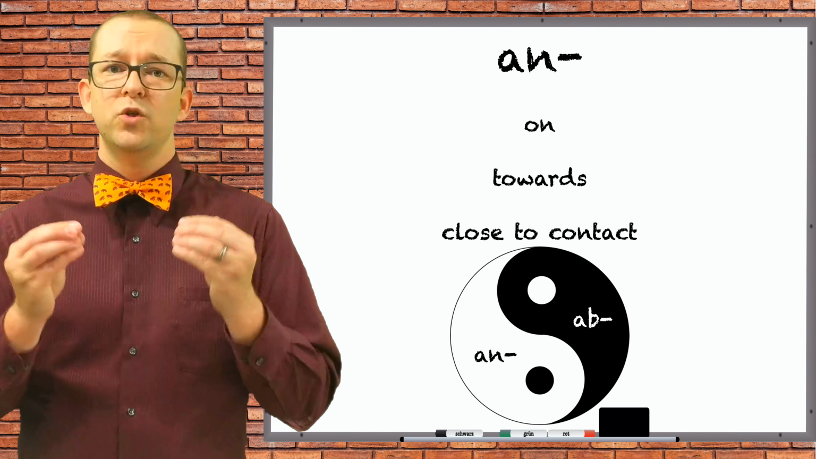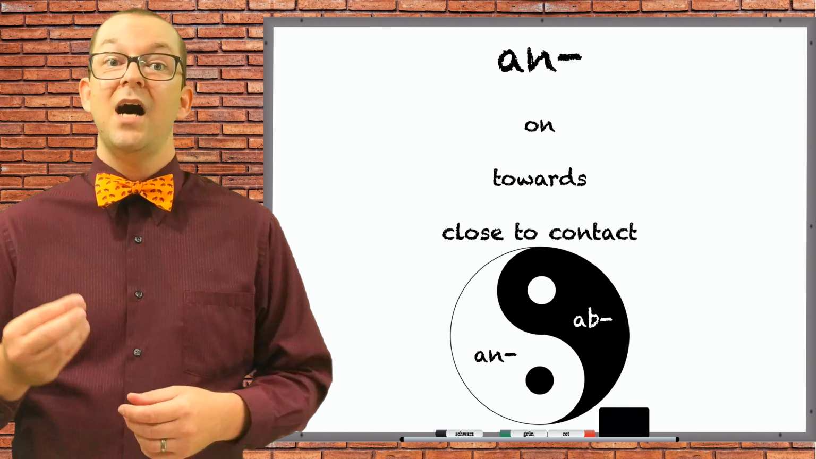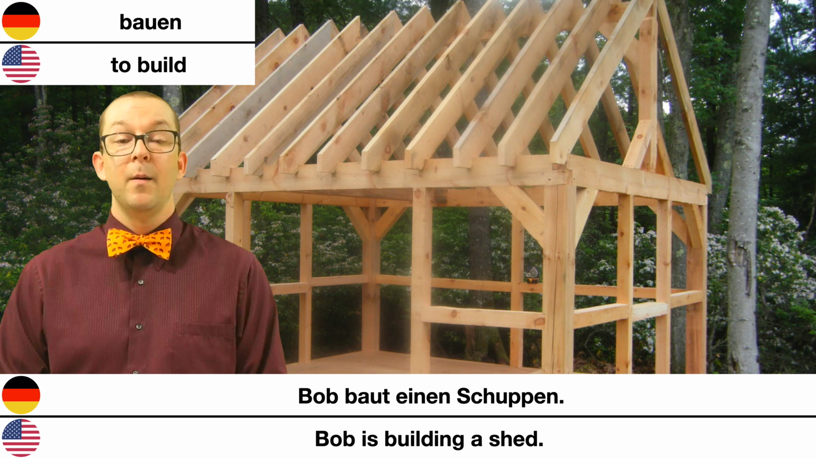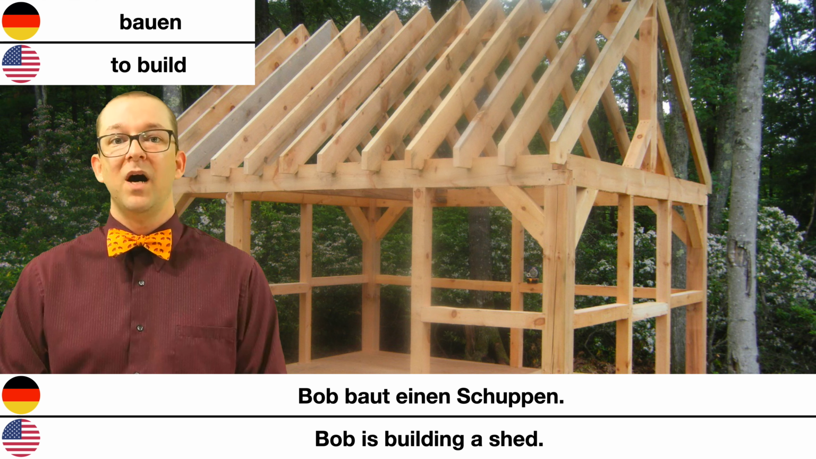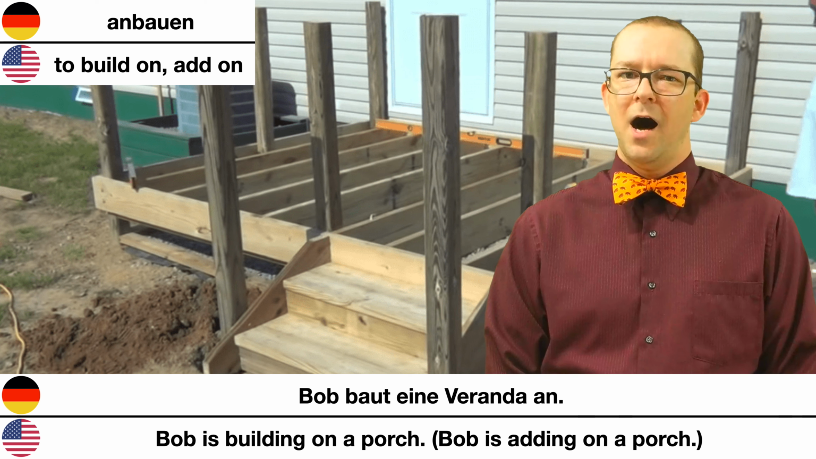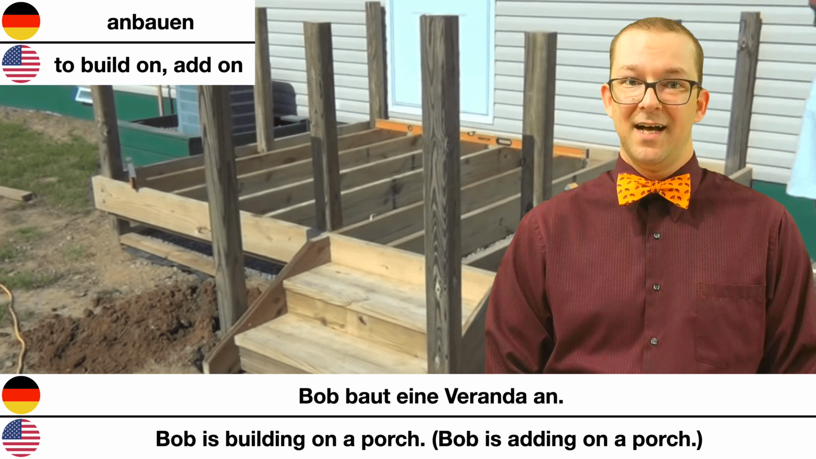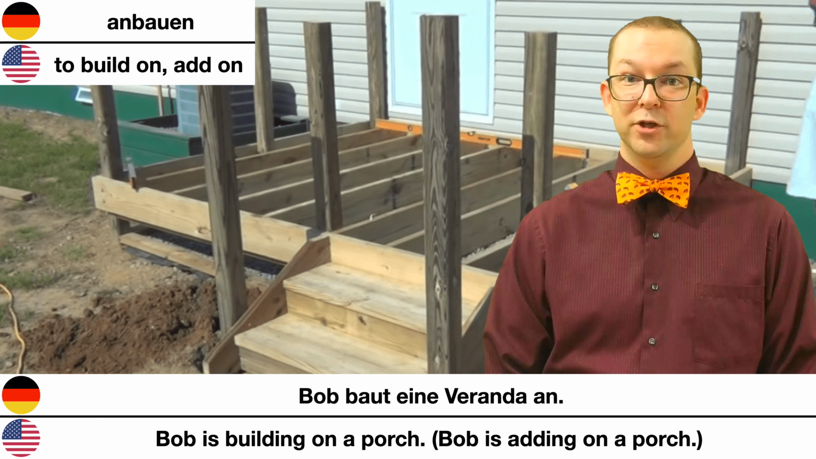An means that things go towards or close to contact, but contact isn't necessary, while ab does the opposite. Let's take a look at some examples so you see what I mean. Bauen, to build. Bob baut einen Schuppen. Bob is building a shed. Anbauen, to build on. Bob baut eine Veranda an. Bob is building on a porch, or Bob is adding a porch.